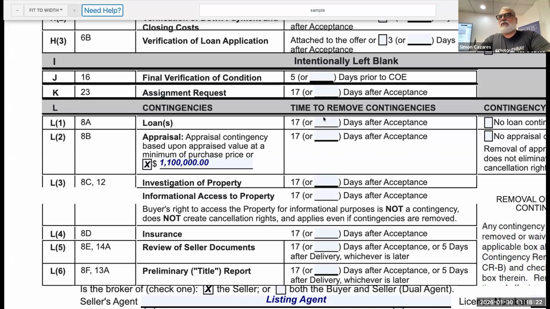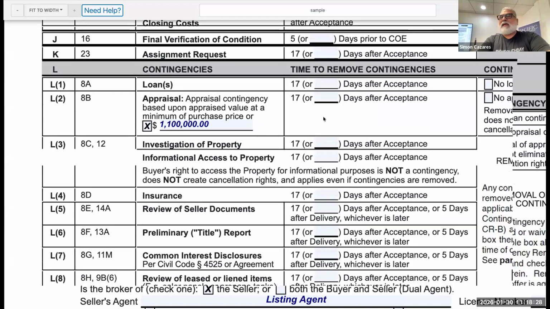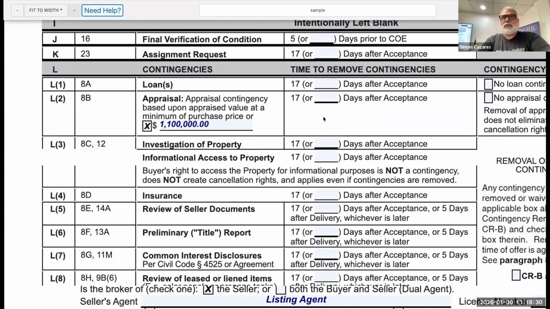Okay. All right, contingencies. These are the times to remove the contingencies. This is what I was saying about the walls and protecting your buyer's deposit. You have 17 days to release the loan. You have 17 days to release the appraisal. Now, on there, I checked and I put 1,100,000. This is in case you have some concerns regarding the value of the property, meaning that you don't think that the 1,150,000 may be able to be appraised, right?